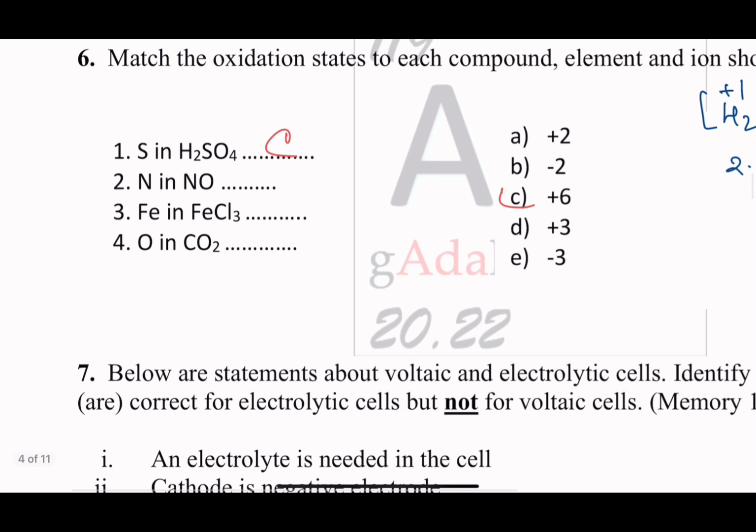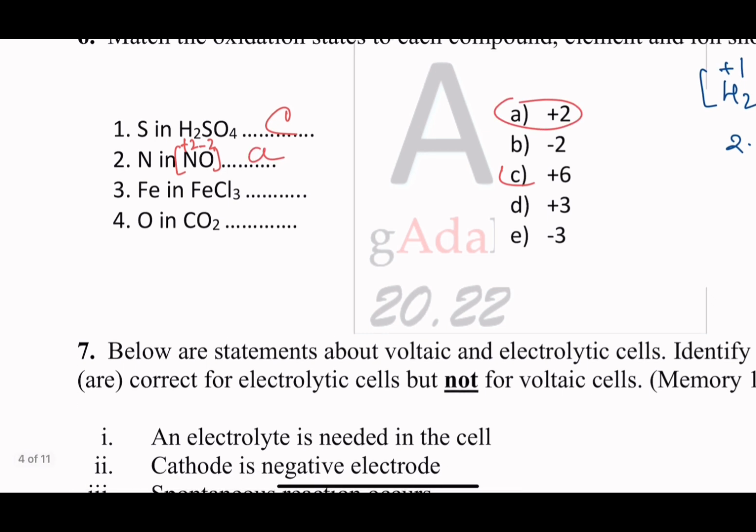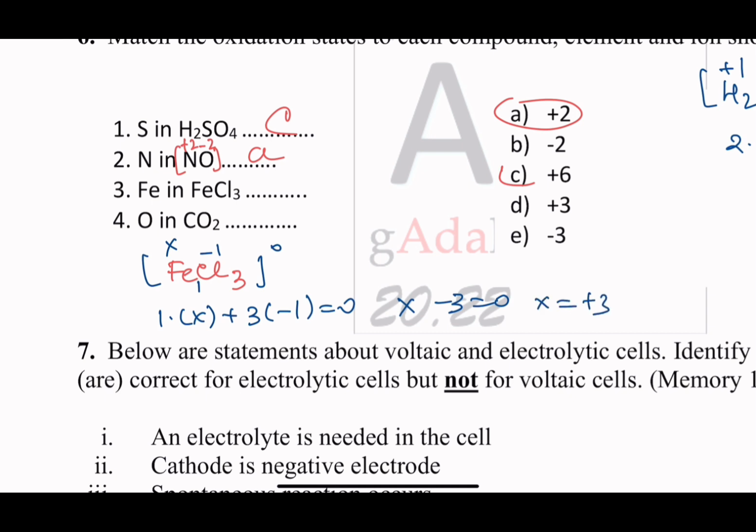And then this one in here, they add up to 0. We know that oxygen is -2, this gotta be +2. This is why this is A in here. Iron in chlor 3. So this one in here, we know that chlorine is always -1, and this one is x. It adds up to 0. Let's do the math. So 1 times x plus 3 times -1 is 0. X minus 3 is 0. X is +3. So this one is +3. So this is going to be D.